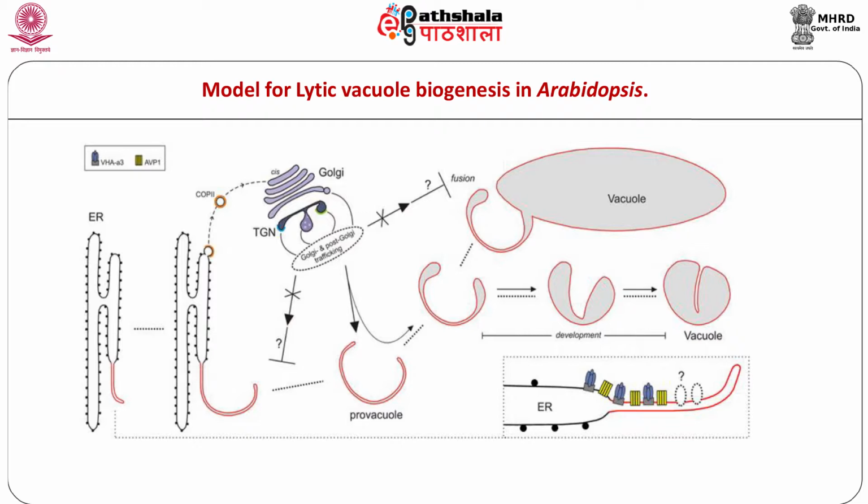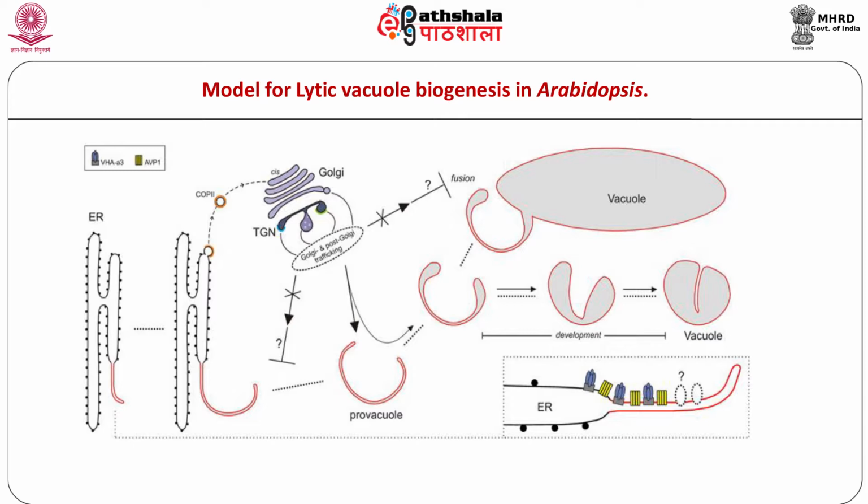Precursors of vacuoles, the provacuoles, arise from the endoplasmic reticulum, that is ER, via maturation. The vacuolar proton pump VHA-a3 and AVP1 and perhaps the other tonoplast proteins are incorporated to the nascent provacuole directly from the endoplasmic reticulum membrane through an uncharacterized mechanism, shown by a lower right corner.